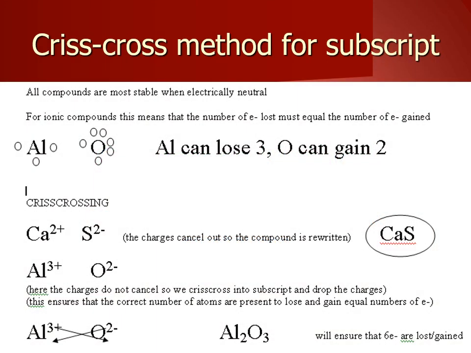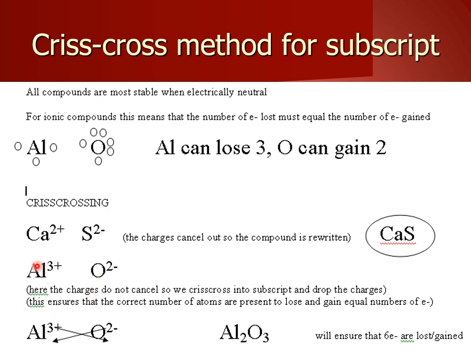Okay, the crisscross method, to determine the subscript for ionic compounds, kind of runs like this. So here I have aluminum with my 3 valence electrons. Here I have my oxygen with my 6. I know aluminum can lose 3, oxygen can gain 2. Well, I don't want to have to do all of that stepwise again, so let's move down to here and check out aluminum. So aluminum has a 3 positive charge and oxygen has a 2 negative charge once they have officially lost and gained.